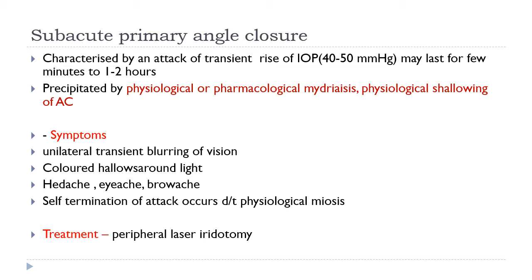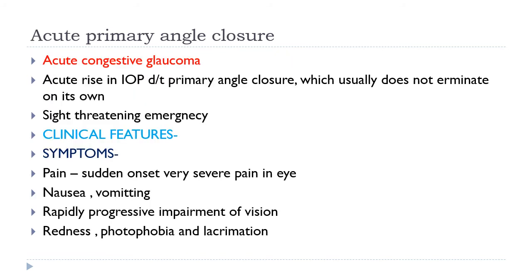In such a case, there will be a sudden attack of raised IOP and blurring of vision. The patient will see colors all around the light. Sometimes there is severe one-sided headache, with eye and brow ache. After taking rest, or when he comes into the light, or because of physiological miosis or using pilocarpine, the patient may feel good. So here the treatment is a peripheral iridotomy only.